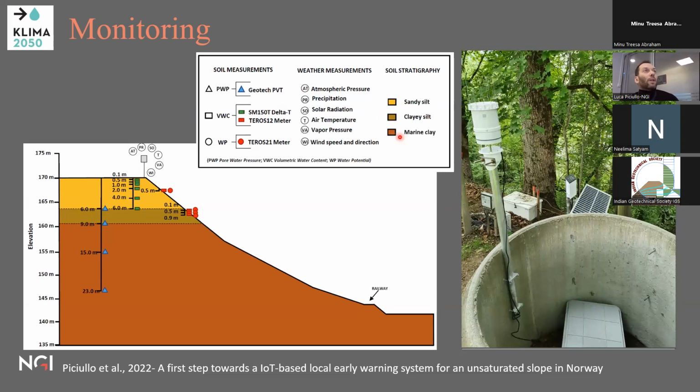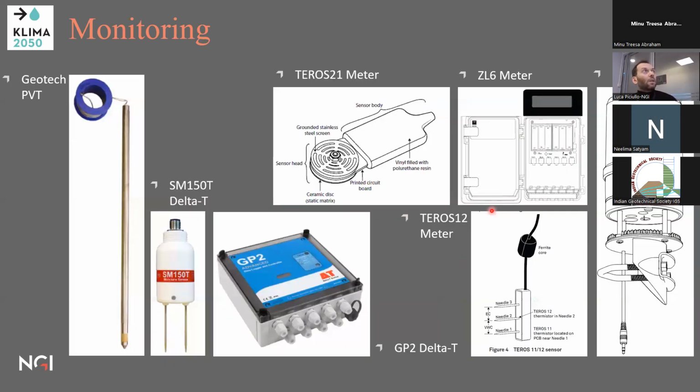And this is how it looks. You can see the two different data loggers that we have, and a solar panel to power the data loggers, which is very important because our winter is very cold, and otherwise the batteries will run out of charge pretty fast. These are the details of the sensors we are using: Geotech PVT, a Delta Link soil moisture sensor, this is the Delta Link data logger, TC220 from Meter Group for indirect estimation of suction, this is the data logger for volumetric water content, and a small weather station.